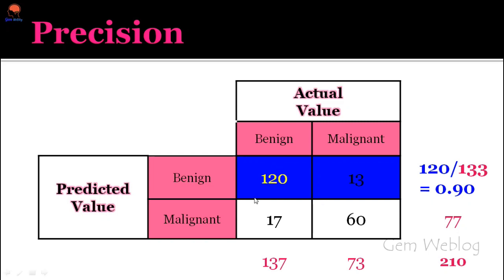So 120 samples that belong to benign class and 13 samples that belong to malignant class have been predicted as benign class by the machine learning model, that is positive cases. So among these two cases, 120 samples belong to the actual benign class. So this represents the precision value. So 120 divided by 120 plus 13, that is 133. 120 divided by 133 equals 0.90, that is your precision value.